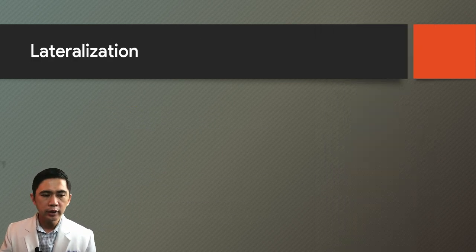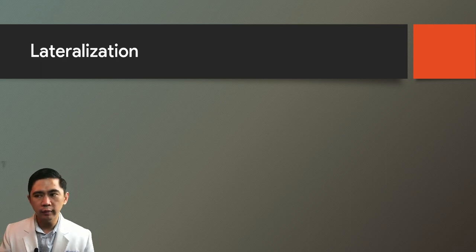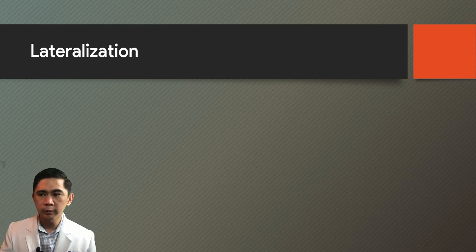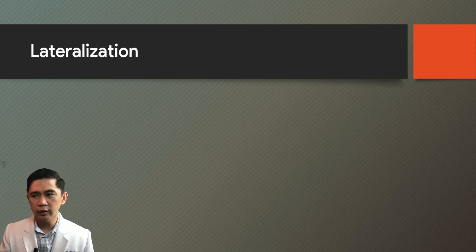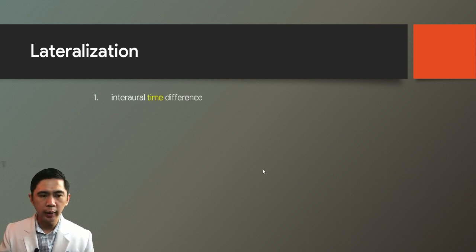Lateralization. So lateralization is the ability of our brain to know where the sound is coming from, whether it's coming from the left, right, back, or up. Without lateralization, we won't be able to distinguish where the sound is coming from. For example, if we are hearing an ambulance, we do not know where the sound is coming from. Is it in the left, in the right, etc. So lateralization involves concepts such as interaural time difference and interaural level difference.